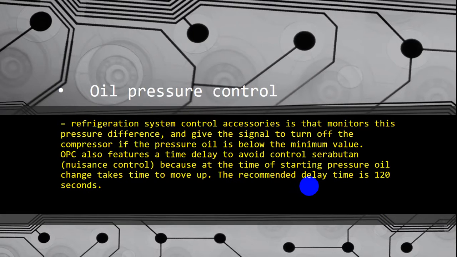Next, oil pressure control is a refrigeration system control accessory that monitors the oil pressure difference and gives the signal to turn off the compressor if the oil pressure is below the minimum value. OPC also features a time delay to avoid nuisance control, because at the time of starting, the oil pressure takes time to move up, and the recommended delay time is 120 seconds.